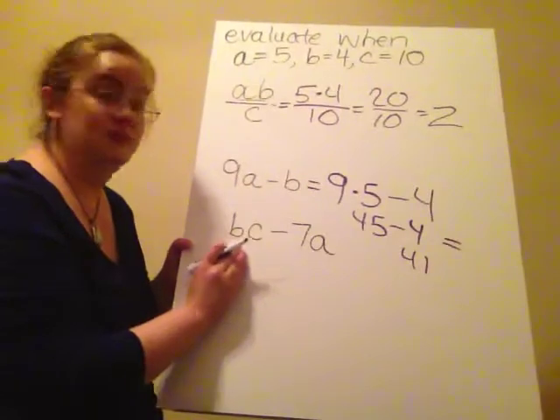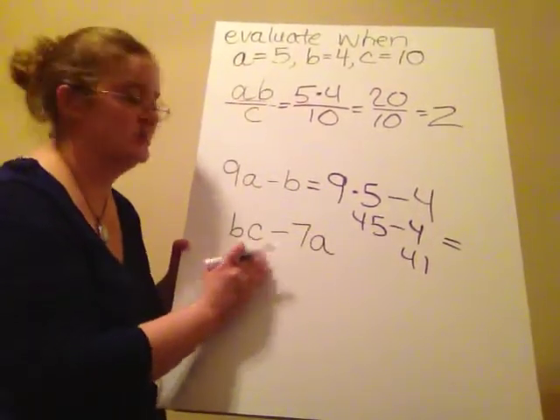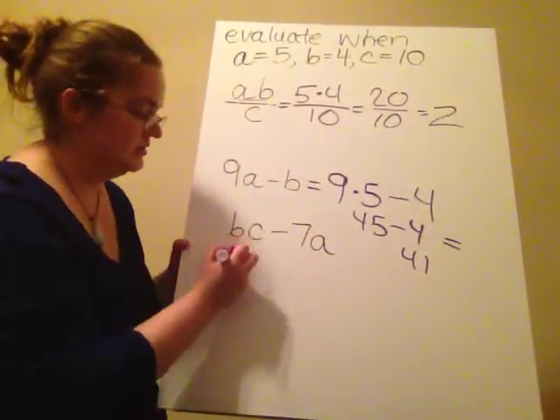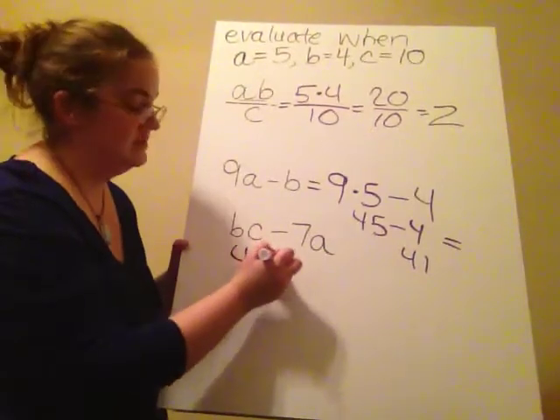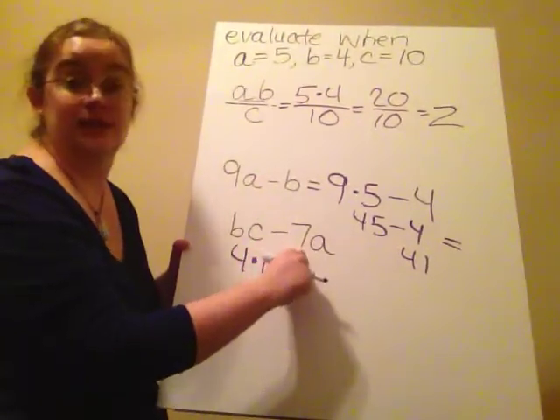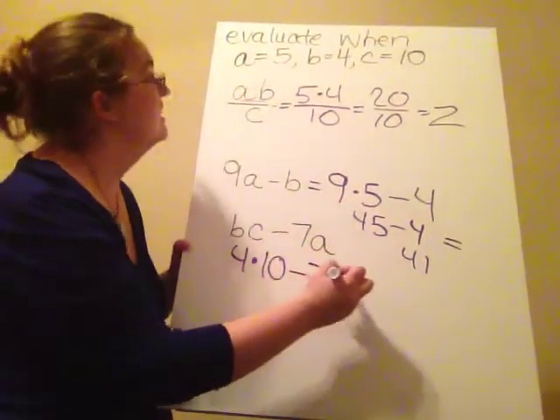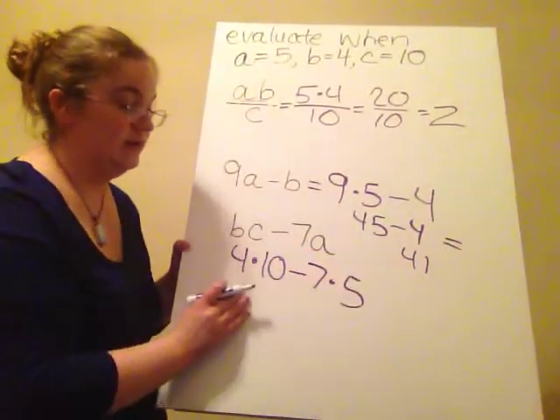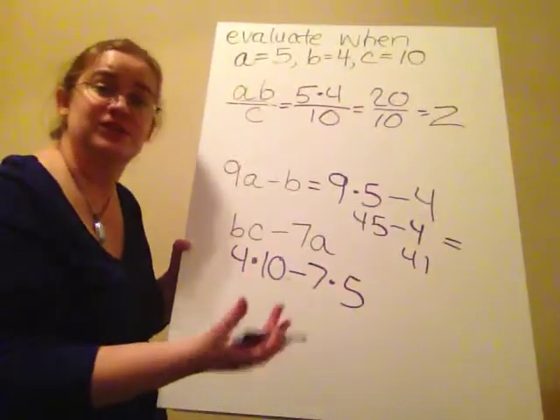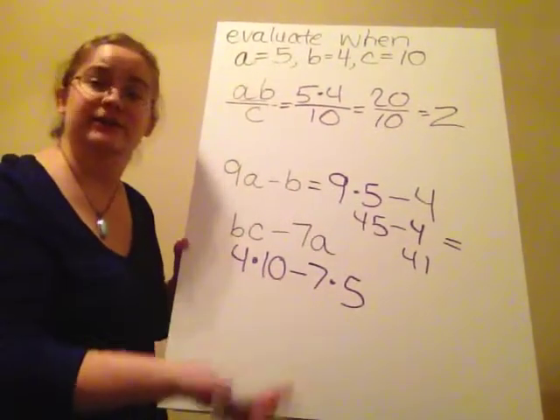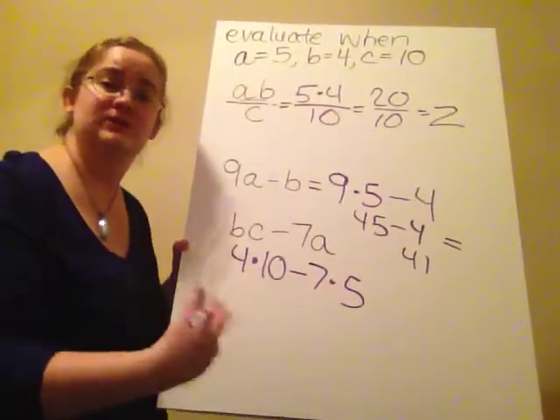I've got BC, which remember means B times C. So I'm going to do multiplication. So this would be 4 times 10 minus, and 7A means 7 times A. So that's 7 times 5 in this case. Alright, and now I'm just going to follow the order of operations. I don't have any grouping symbols. I don't have any exponents, so I move on to multiplication division from left to right.